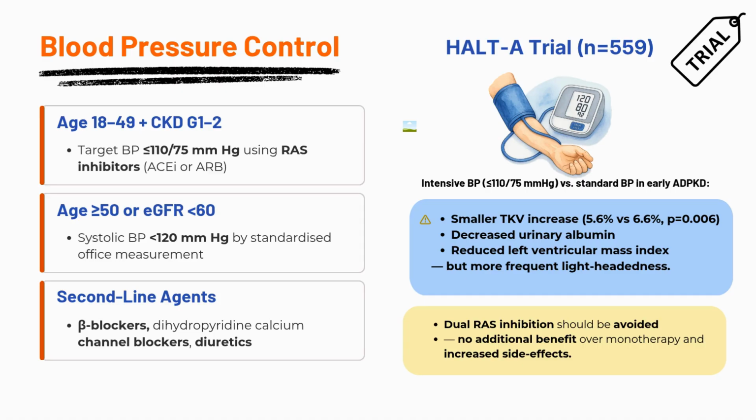Now, this strategy is strongly supported by the HALT-PKD trial. In early PKD, intensive blood pressure control resulted in a smaller increase in total kidney volume. We also saw reductions in urinary albumin and left ventricular mass index. So there are both renal and cardiovascular benefits. Also, patients in the intensive arm had more frequent lightheadedness. So again, it's about balancing benefit and tolerability for patients. One key point, dual RAS blockade should be avoided. There is no additional benefit compared to monotherapy, and it significantly increases the risk of adverse effects.